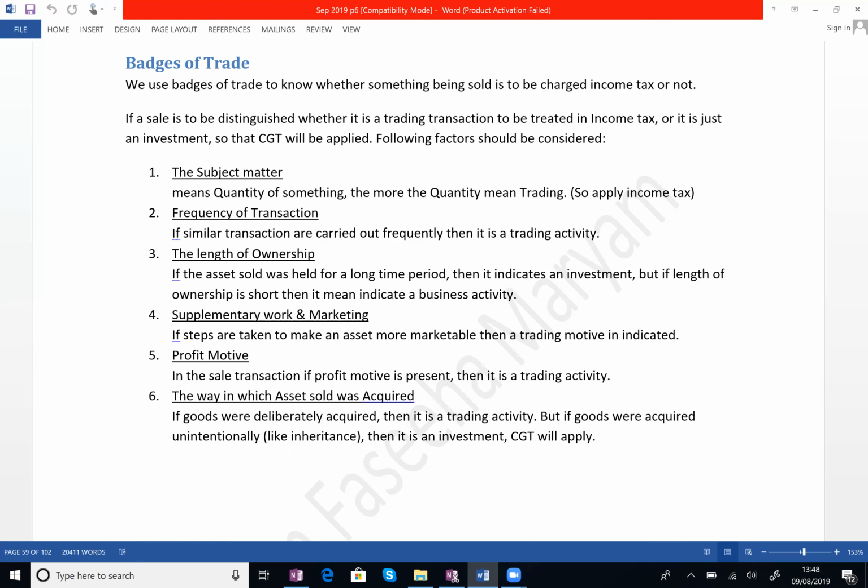If goods were deliberately acquired, for example, you purchase mobile phones for sale purpose, obviously that is a trading activity. But if goods were acquired unintentionally, like inheritance or gift, for example, your mother gifts you the house and now you are selling it, is that trade activity or investment? CGT will apply. It is an investment.